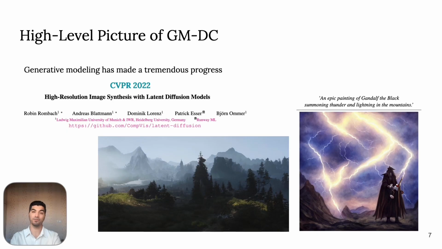2 years later, in CVPR 2022, we have latent diffusion model. Latent diffusion model is capable of generating images with a large amount of details, for example, this landscape image. And it also has a conditioning mechanism, meaning that you can give a text prompt as input, something like an epic painting of Gandalf the Black, summoning thunder and lightning in the mountains. And the generative model follows the text prompt and gives you the output image.